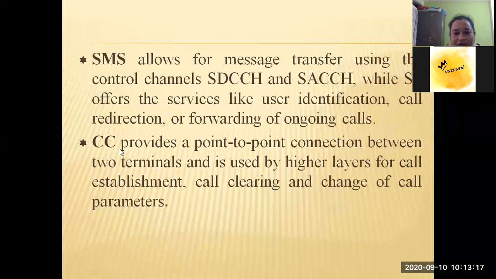Coming to call control, it is responsible for providing the point-to-point connection between two higher layers, call clearing, and changing of the call parameters. For example, when you are roaming from local to non-local regions, or changing from speaker to mic or mic to speaker, or increasing the volume of the call, all these parameters are controlled by this call control.